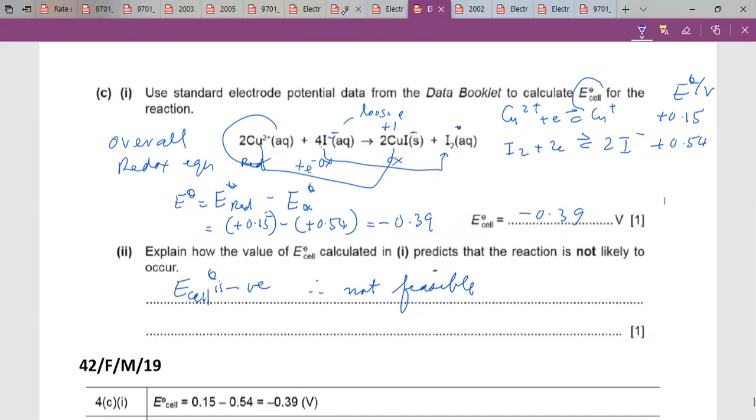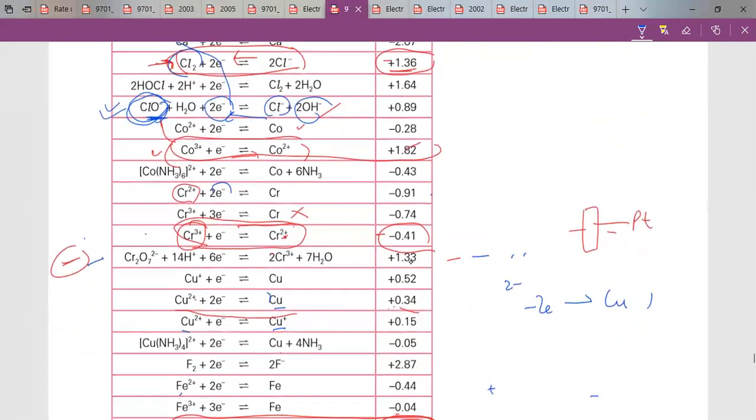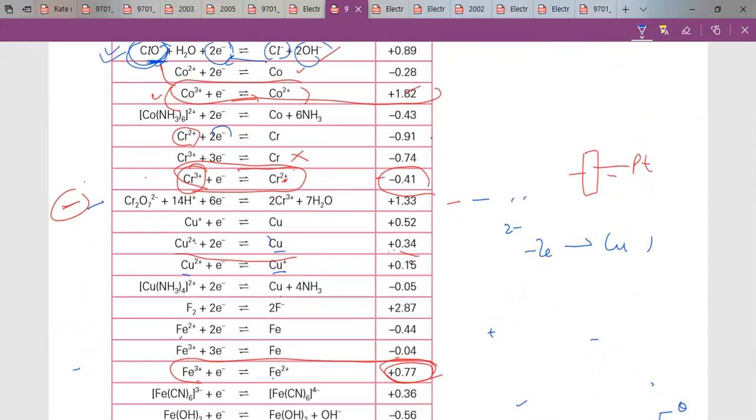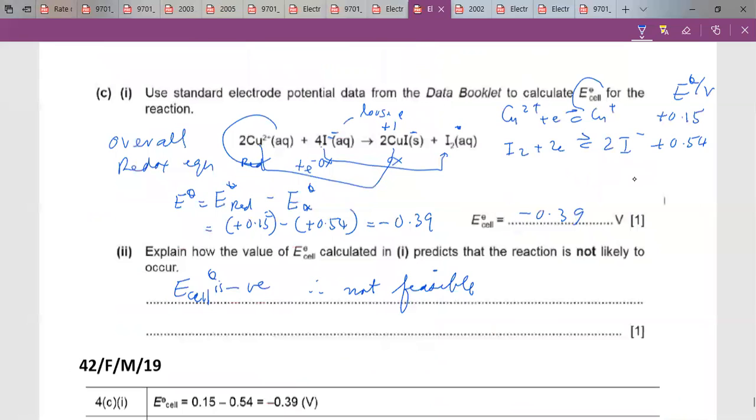Now look at your data booklet. All right, copper. So here you need to see copper 2 plus to copper 1 plus. Yeah. So now this is the row, plus 0.15. Sorry. See here, the iodine I got here is this one here. So in this case, who is negative, who is positive? Who undergoes reduction, who undergoes oxidation? Of course, this is more positive, so this will be the positive and that the negative. Of course, electrons will move from here to here.